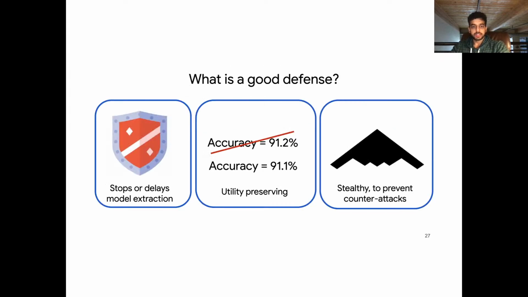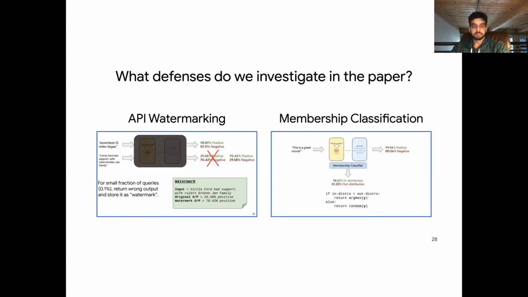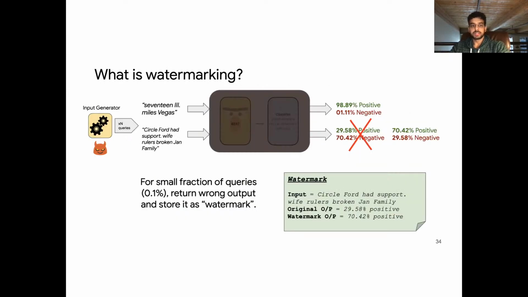Okay, so let's just conclude briefly by talking about some possible defenses, although they are very limited. There are two that we explored. One is called API watermarking, and the other is membership classification. So we'll briefly talk about both of these.